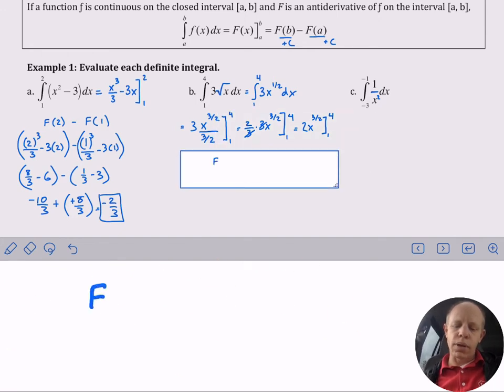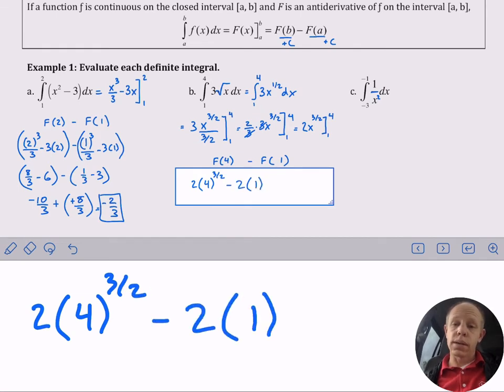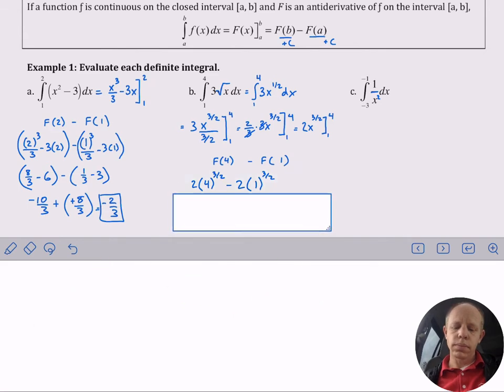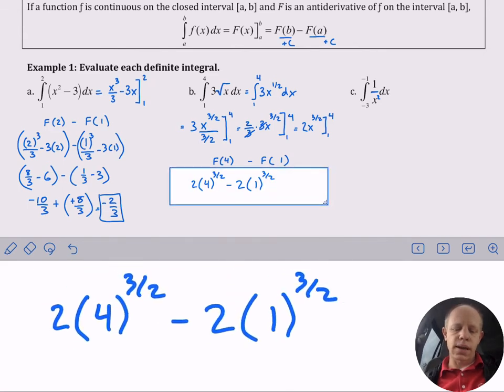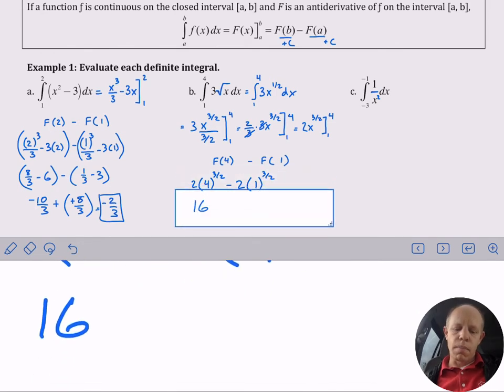Now we're going to do capital F at 4 minus capital F at 1. Fundamental theorem of calculus there. So if we plug 4 in, we're going to get 2 times 4 to the 3/2 power minus 2 times 1 to the 3/2 power. All right, so you can think of this as first off taking the square root and then raising that to the third power. So the square root of 4 is 2. Raise that to the third power, you get 8. 8 times 2, we have 16 here. In this next one, we have 1 to the 3 halves, and so that's going to equal 1. So we just have minus 2 here. And so all in all, we get 14.